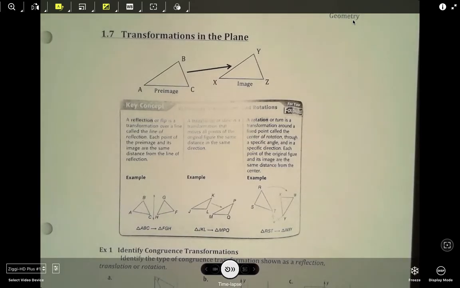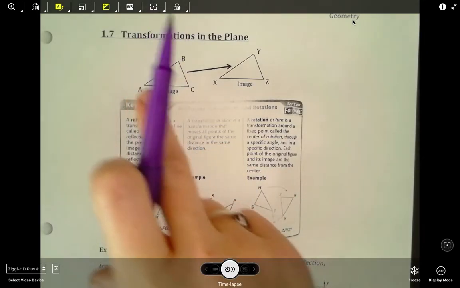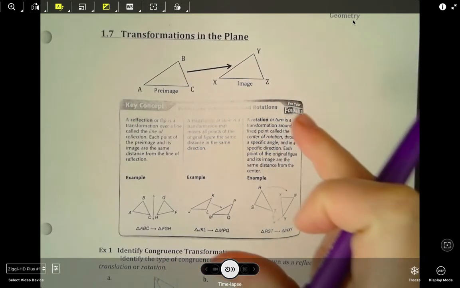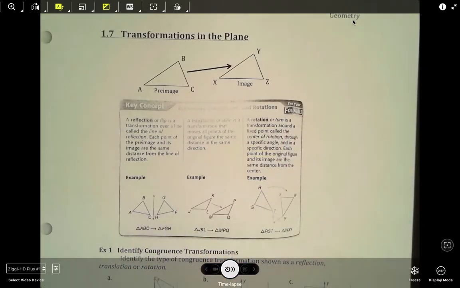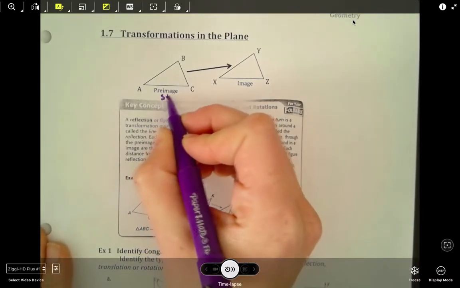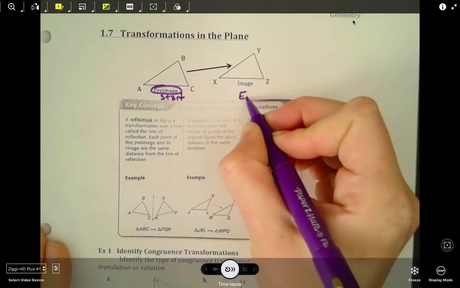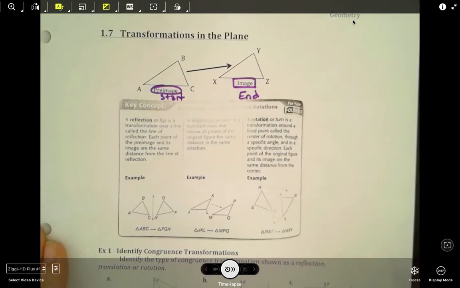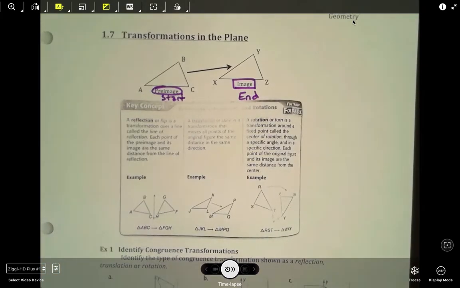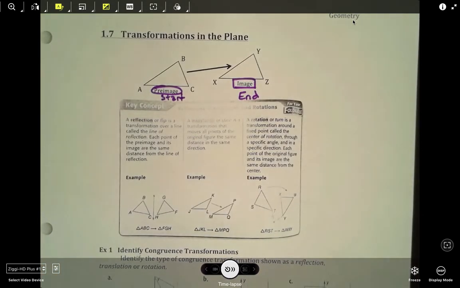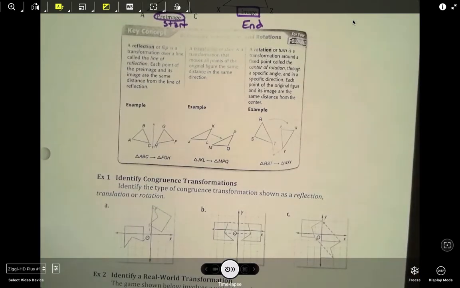Confusing thing about transforming things. You have a figure over here, and then you're sliding it, moving it, rotating it, reflecting it, doing something to it, but the starting image is called the pre-image. The ending figure is called the image. So they will use that terminology. They'll say, what are the coordinates of the image if the pre-image is this? The pre-image is where you start, the image is where you end. That is it.